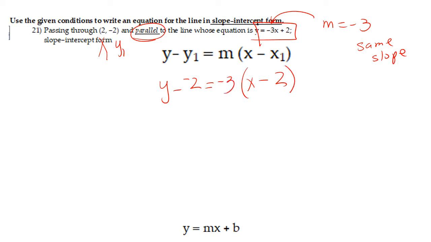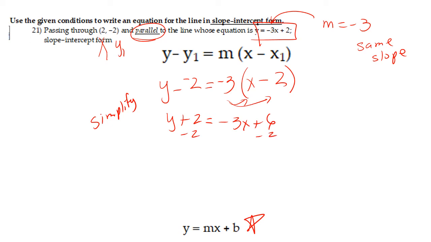Now this is the point slope version, but we have to simplify because the directions said to put it in the slope-intercept form, which means solve for y. So my double negative becomes a positive, and I distribute. It's -3x plus 6. I subtract my 2, and that's -3x plus 4. Final answer.